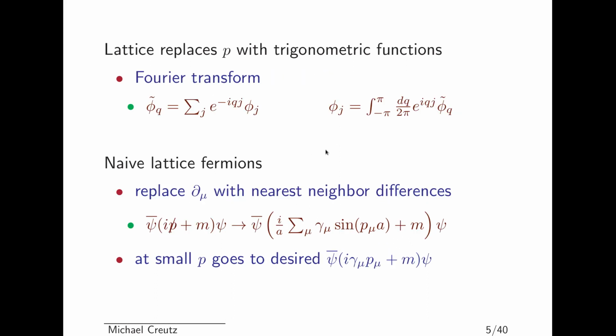Now for naive lattice fermions, we replace the derivative with nearest neighbor differences. Nearest neighbor differences give you sines. So psi bar (p slash plus m) psi becomes psi bar i over the lattice spacing, gamma mu, sine of the momentum, plus m. And at very small momentum, when p is very small, this goes to exactly the desired thing, p slash plus m. But the sine function has other zeros in it: besides the one at 0, there's another one at pi.